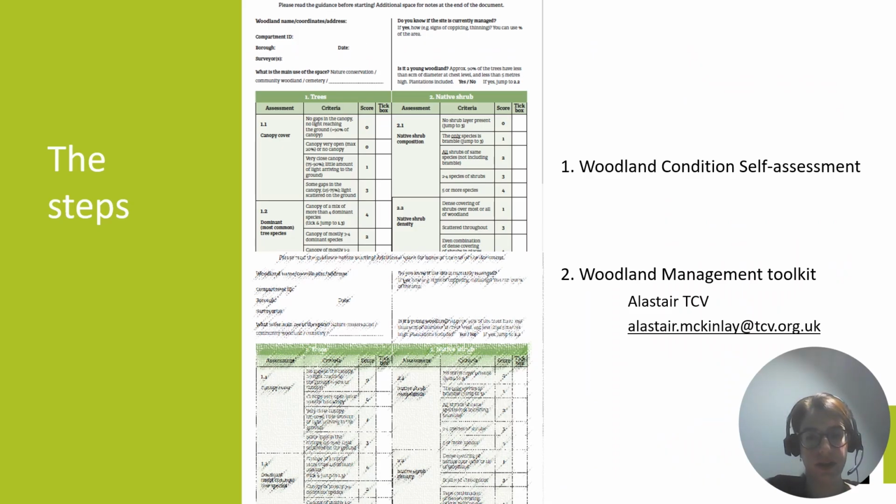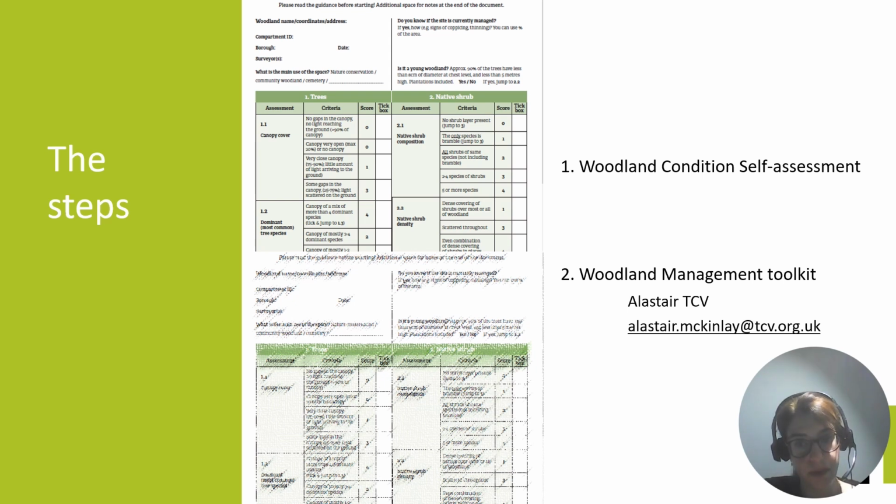This woodland condition self-assessment is part of a two-step process. The first step of the process is using this assessment to get a score, and this score will define the condition of the woodland. This is the very first step. The ideal moment of the year to do it is from mid-March till mid-May, when you have all the ground flora flowered and you can identify the species better.